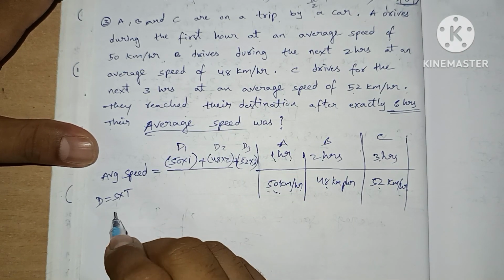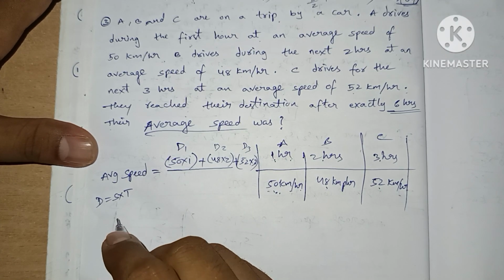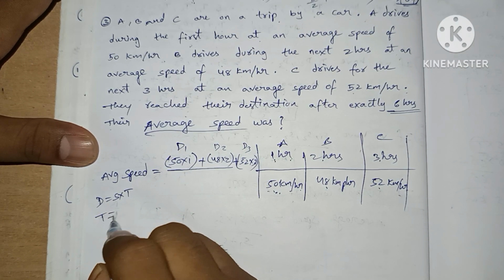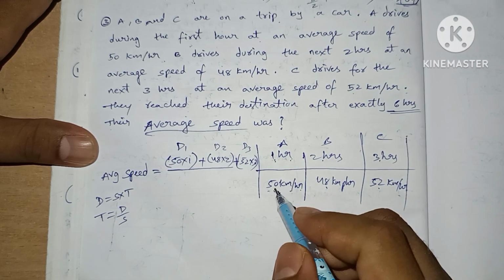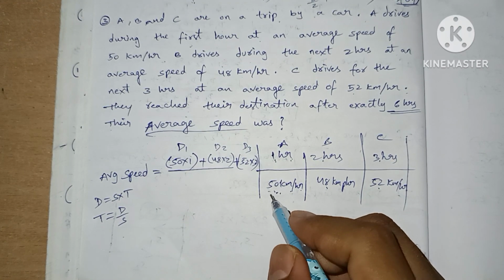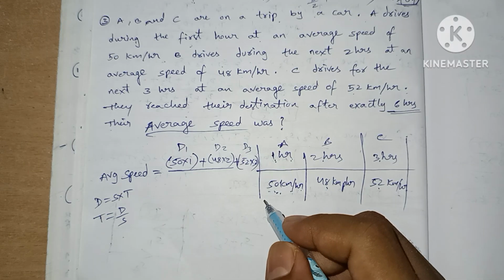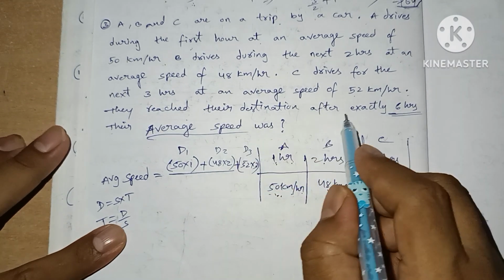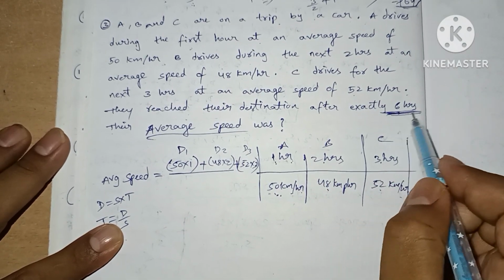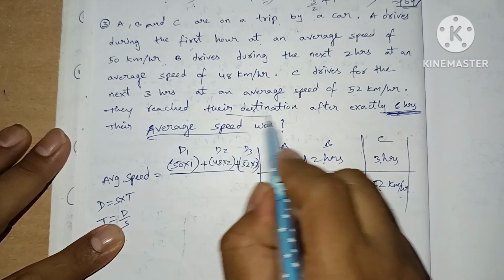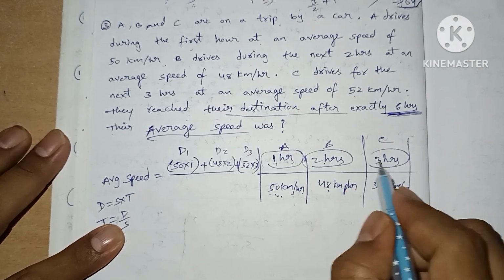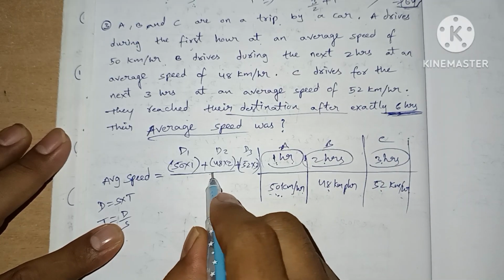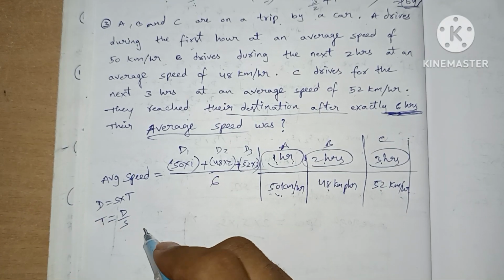So total distance is got. Now we need to find the time. Time equals distance by speed. In our question it is clear that 6 hours is taken for the entire journey, and we also see that 1 hour, 2 hours and 3 hours, sum of all these three is 6 hours. So the total time is nothing but 6 hours.